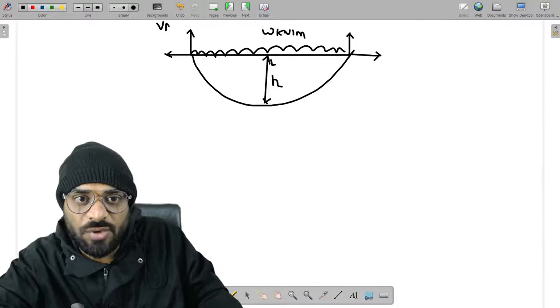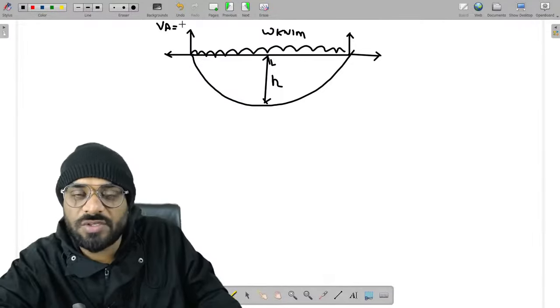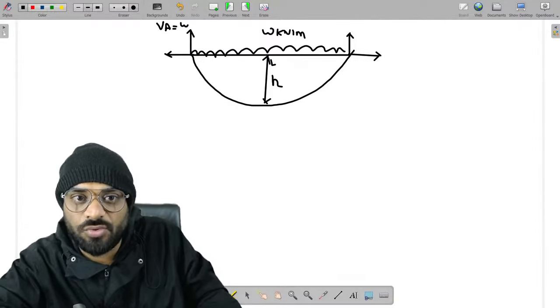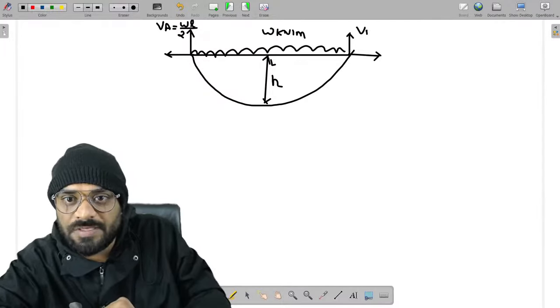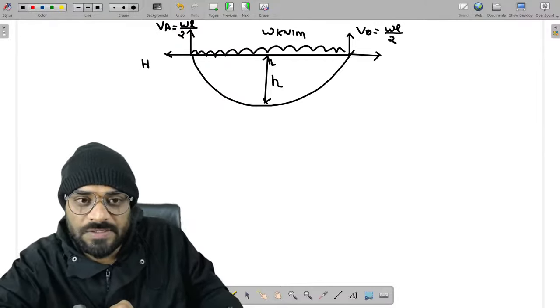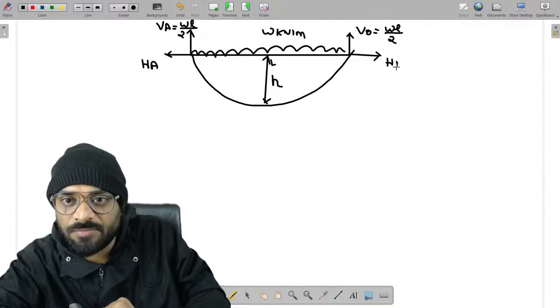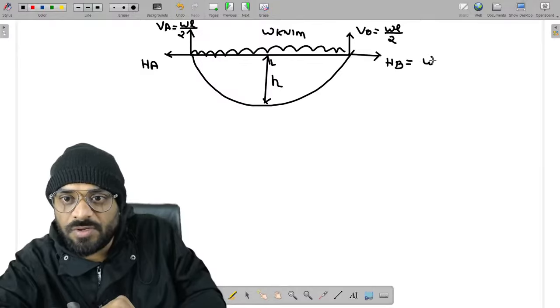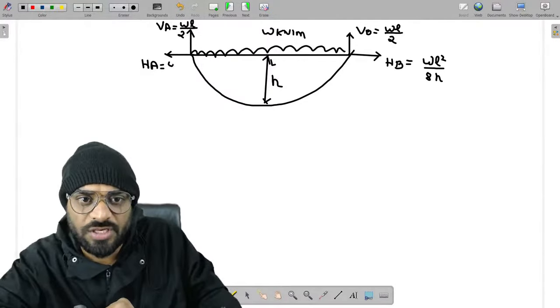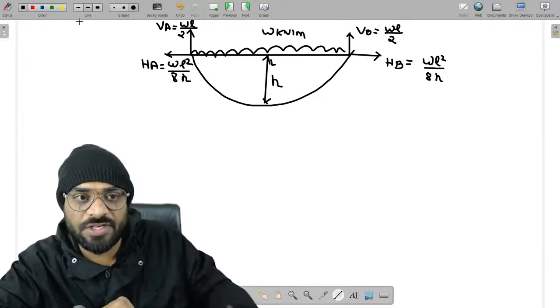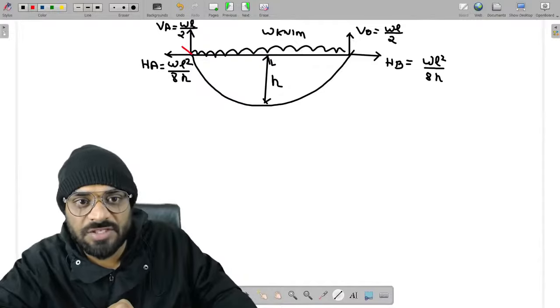So value of VA is how much? Value of VA is equal to WL by 2. VB is equal to how much? Again WL by 2. This is HA, this is HB. So HA is equal to WL square by 8H. Please remember these values. You can find it out also. WL square by 8H.